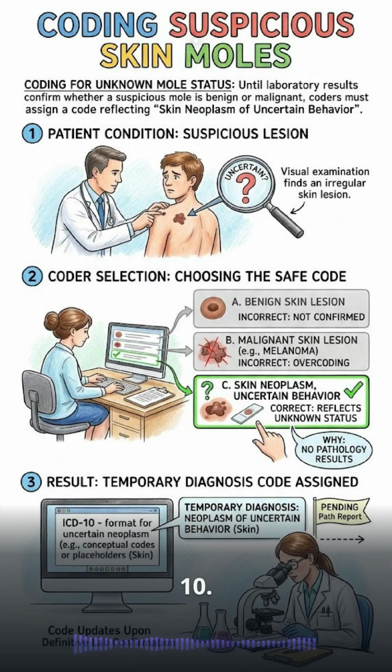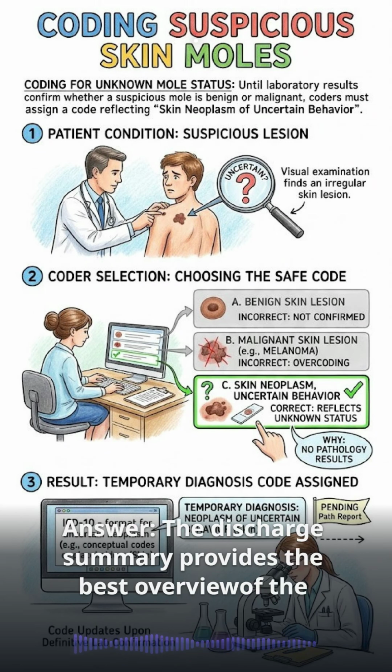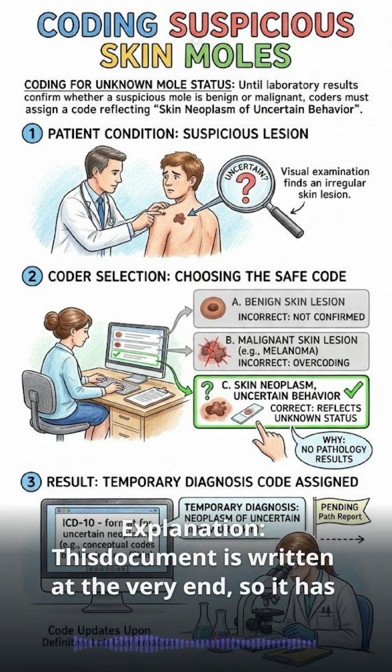10. Which document in the patient record provides the best summary of the entire hospital stay and treatments given? The discharge summary provides the best overview of the entire stay, including the final diagnoses and all procedures. This document is written at the very end, so it has the most complete picture of the sick patient.